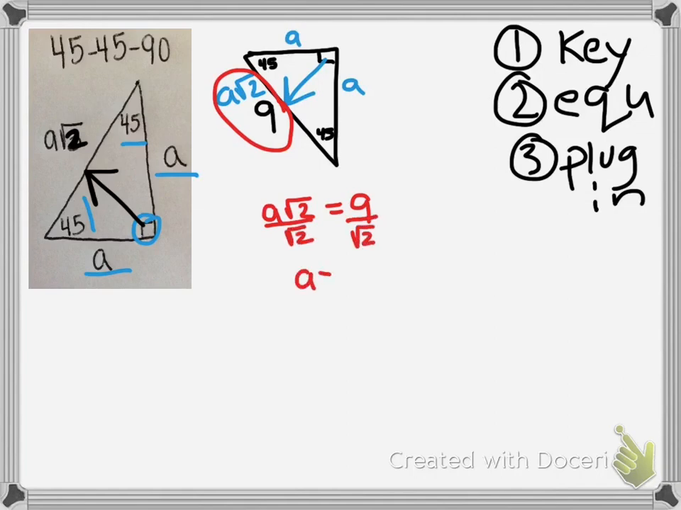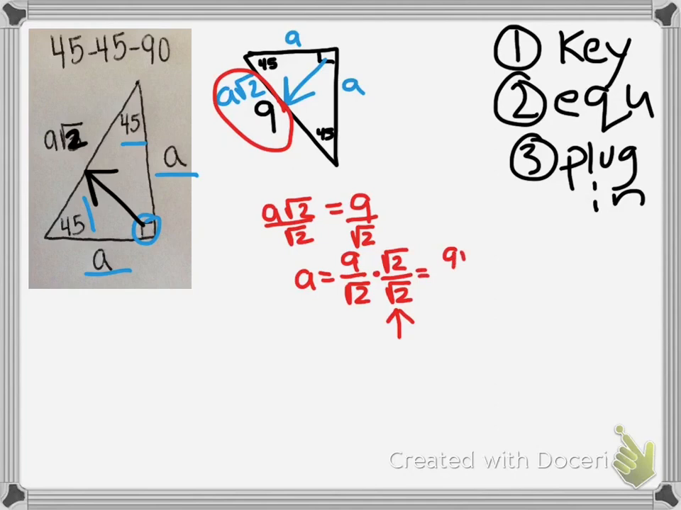I get A equals 9 divided by square root of 2. We are not supposed to leave a square root in the denominator, so we do something called rationalizing, which you have learned, but let's review what that means. What we can do is multiply by this, which is really just 1, so that's why we're allowed to multiply by that. It will take care of that denominator.